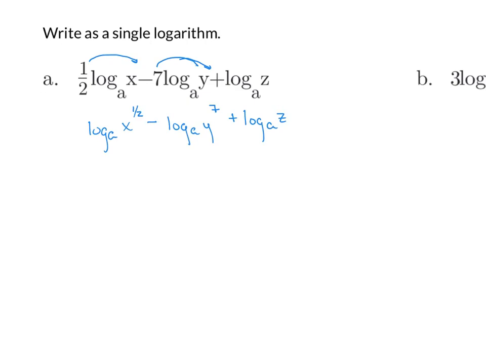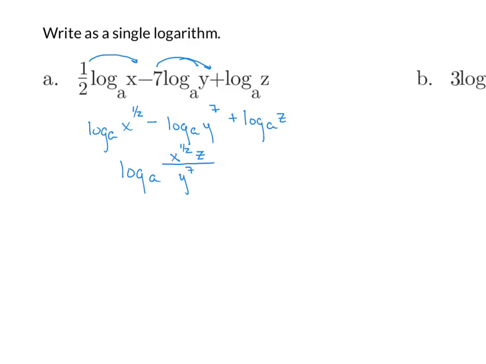All right, we can go ahead and combine now. Remember, if it's a plus, it goes on top. If it's a negative, it goes on the bottom. So we get log base a of x to the 1/2 goes on top. Y to the 7th goes on the bottom. Because the z is plus, it will also go on top.